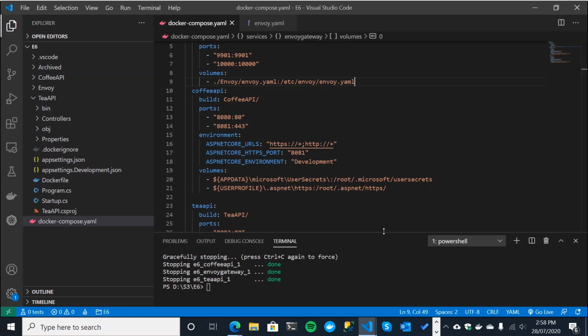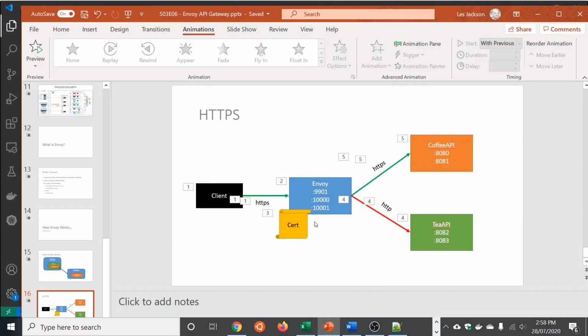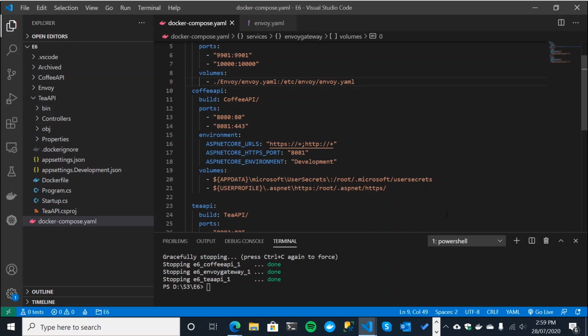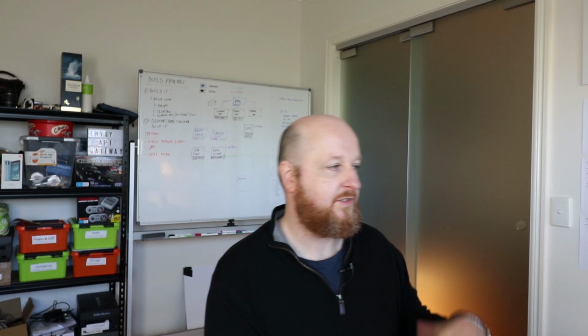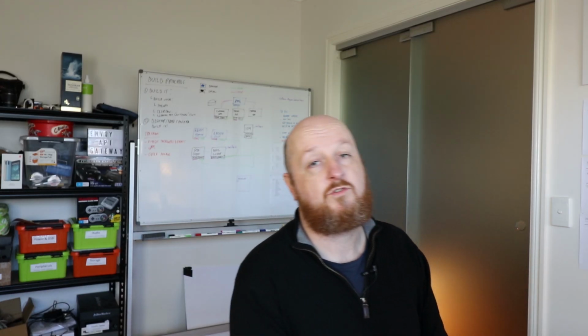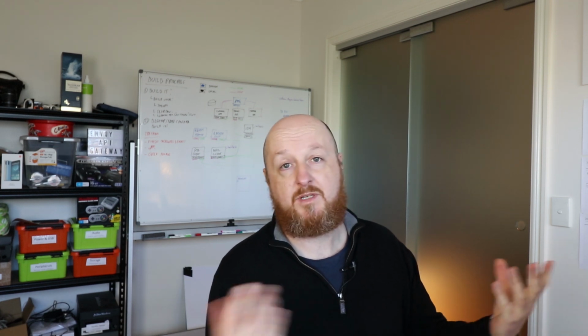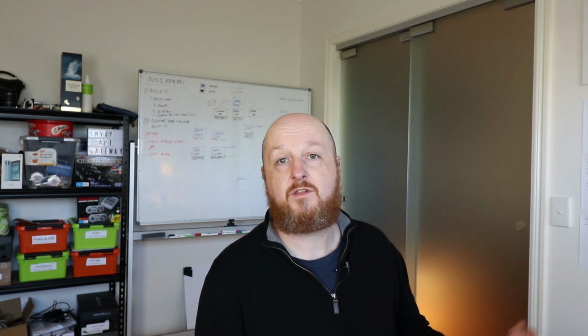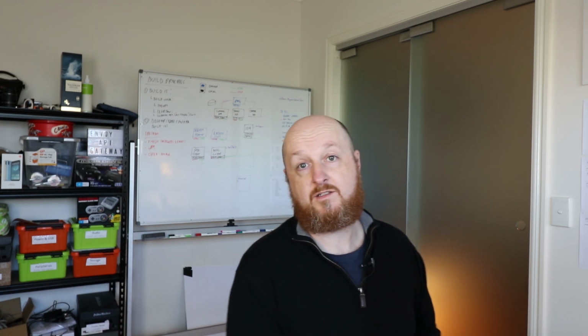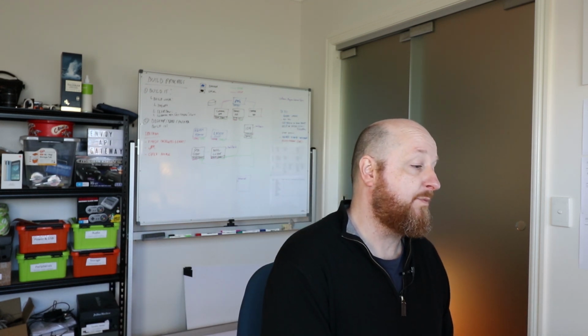Now the next thing we need to do is create a certificate for Envoy to use, because we need a certificate in order that it can talk HTTPS. Now unfortunately, it's not as simple as doing dotnet dev-certs like we did for the APIs. We need to use a tool called OpenSSL, which is, I suppose, a Linux-based tool for, amongst other things, creating self-signed certificates. So we need to make use of that.